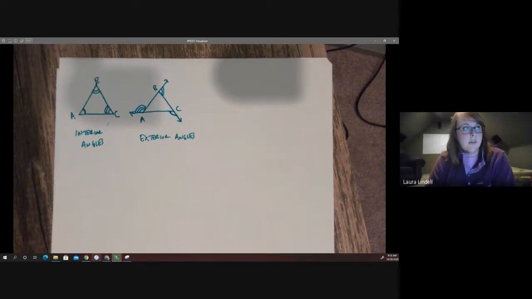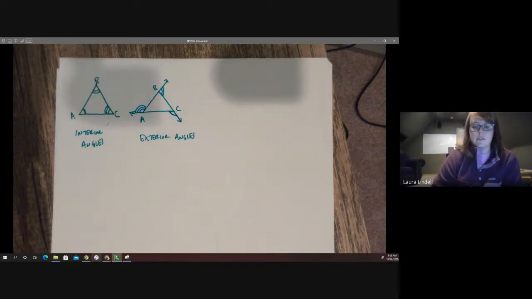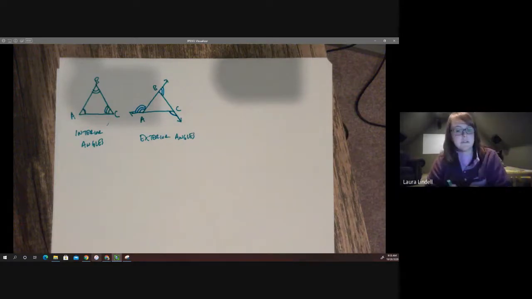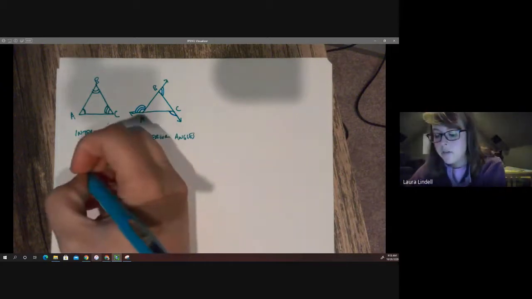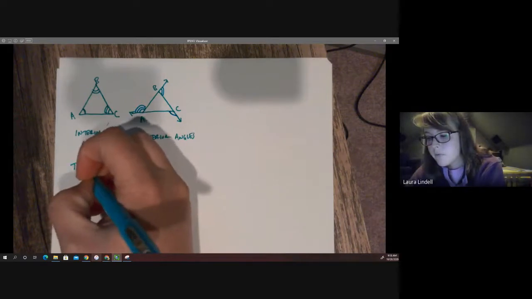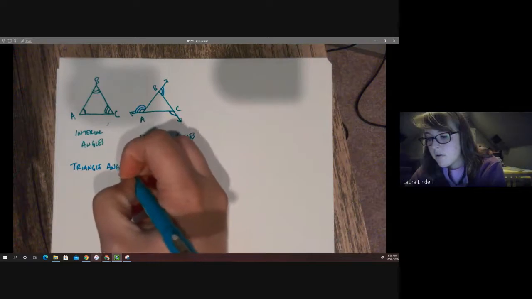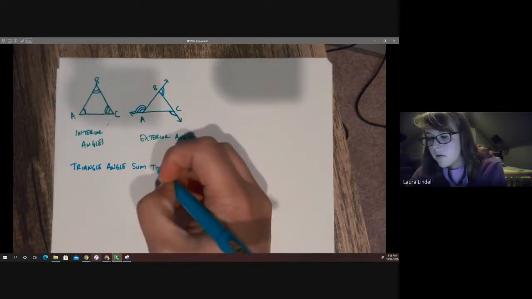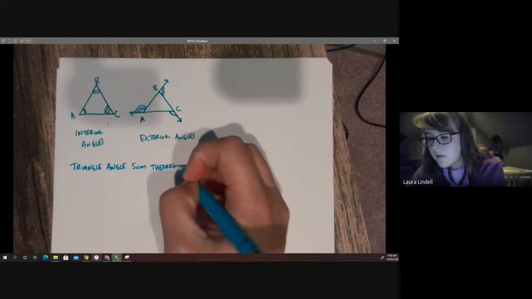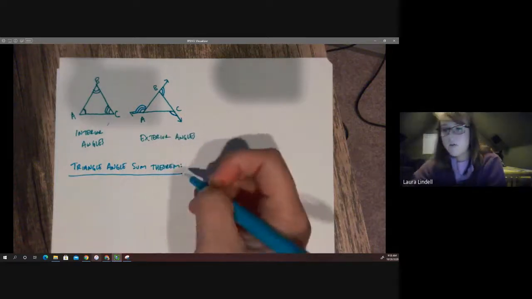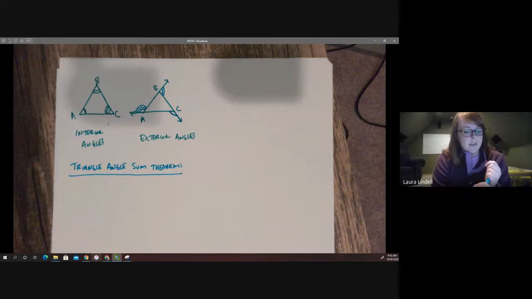Okay. So we have interior angles, we have exterior angles. So let's talk about interior angles first here. With interior angles, there's something that's important on triangles. It's called the triangle angle sum theorem. Triangle angle sum theorem. And it's a fancy way to say something very simple.